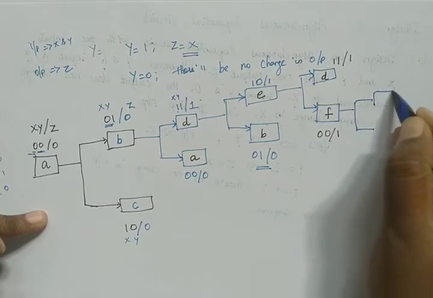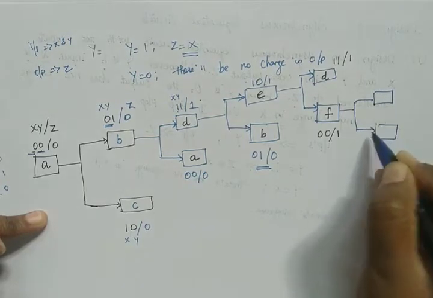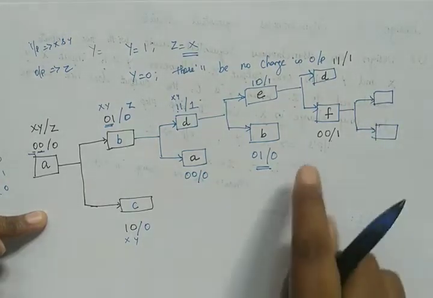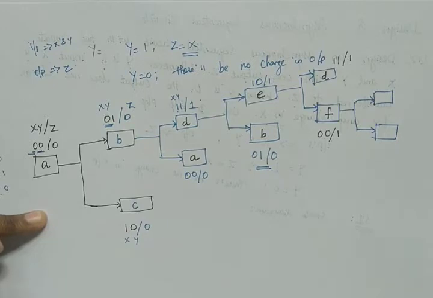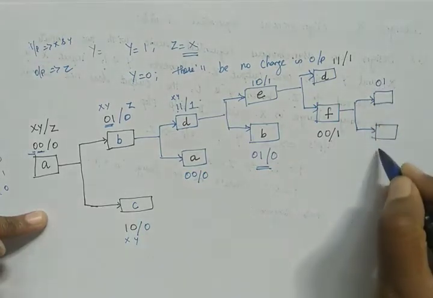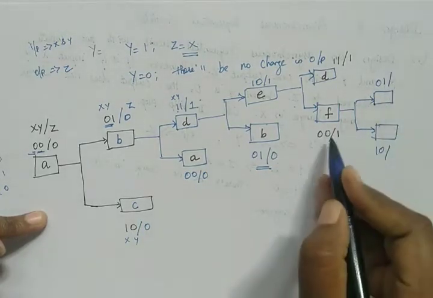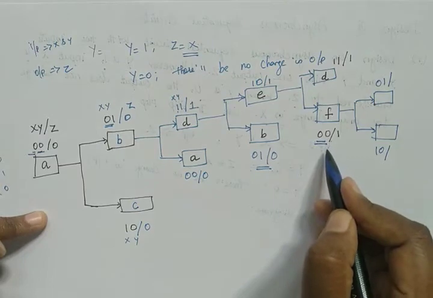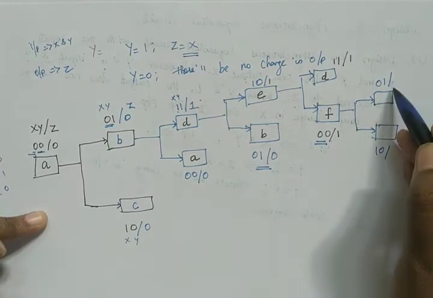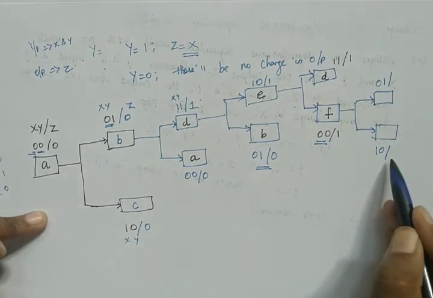Listen here. This is F. Again here we have 0 0. So if you change one bit of the 0 0, we will have either 0 1 or 1 0. For 0 0, for a single bit change, either we'll have 0 1 or we'll have 1 0.